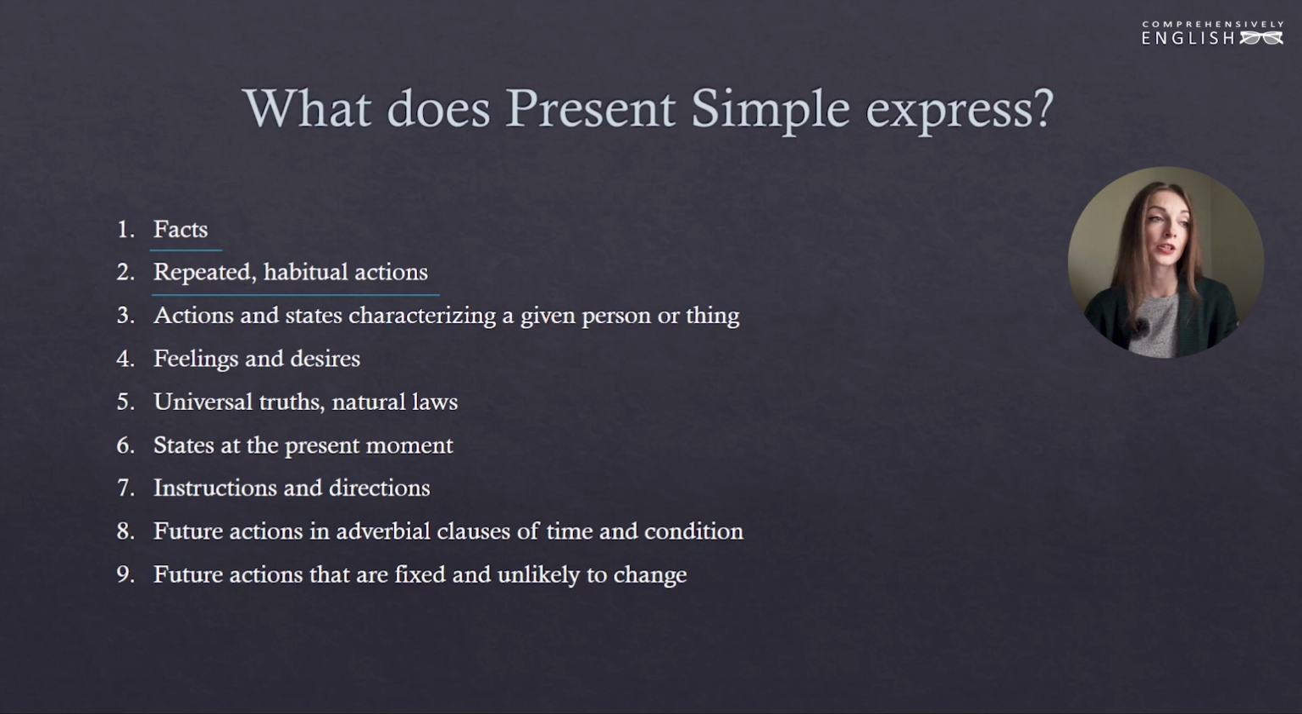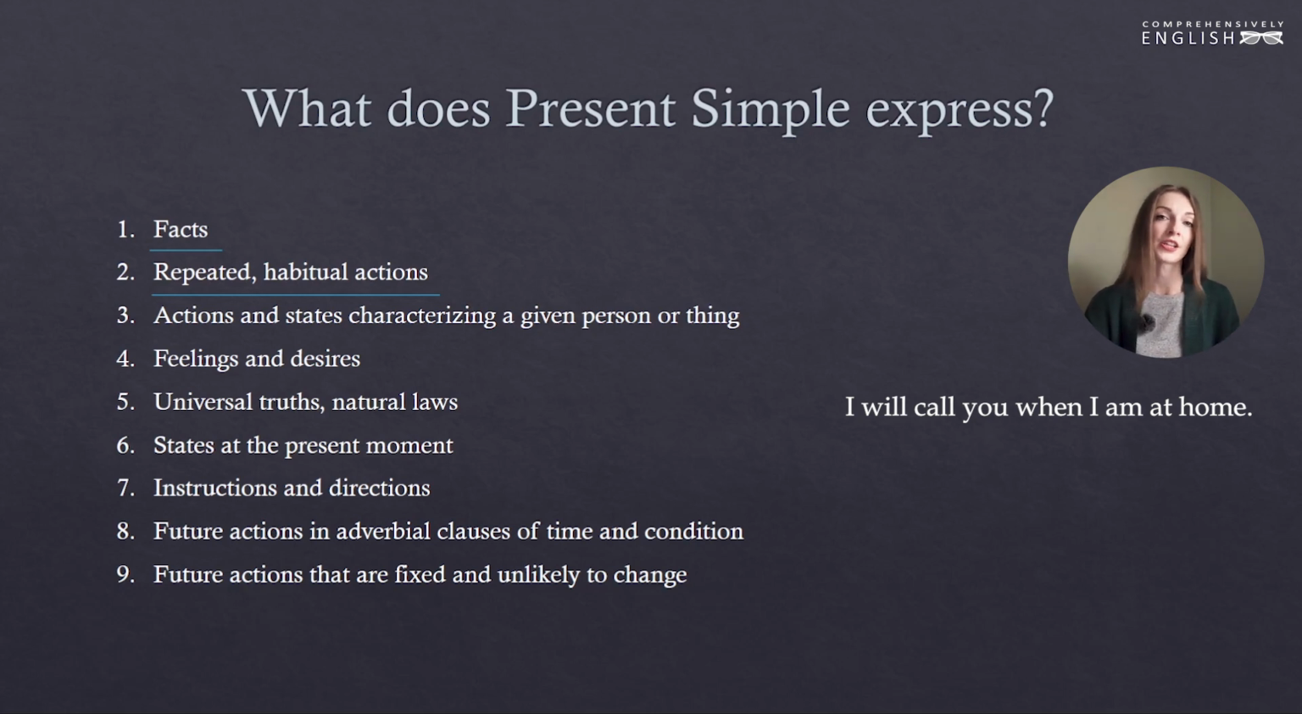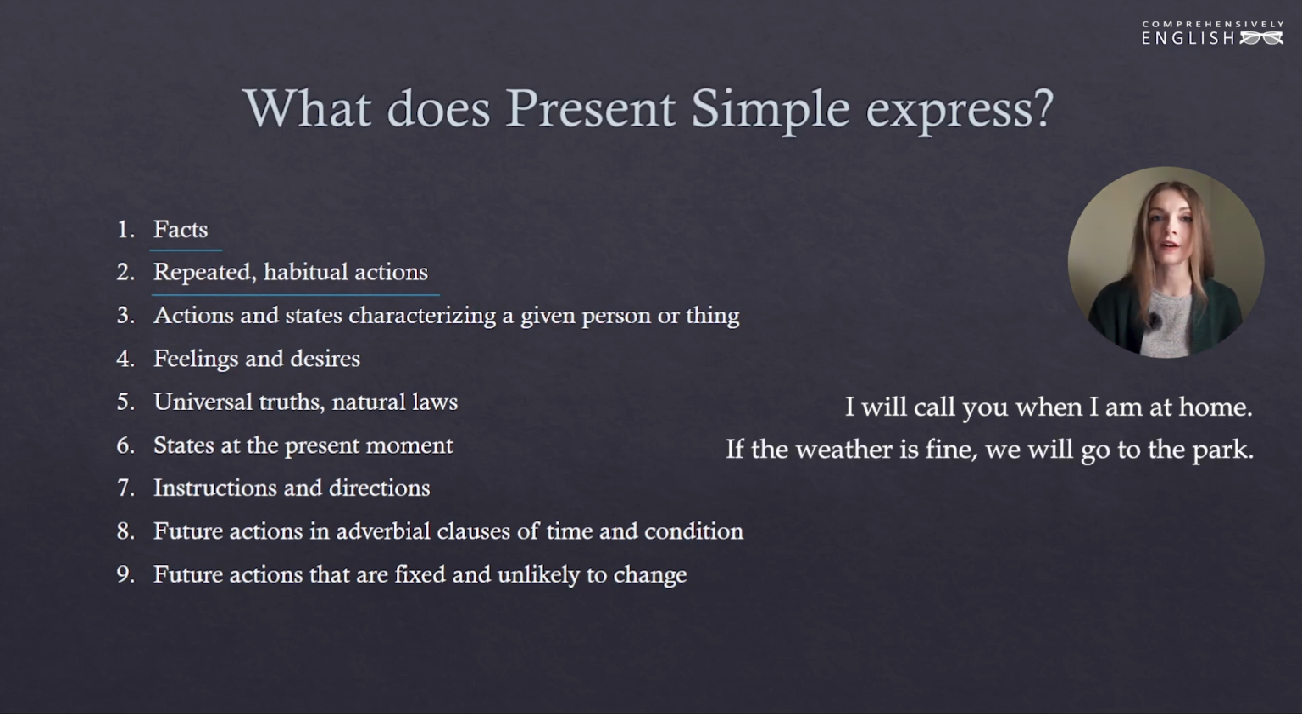Number 8, future actions in adverbial clauses of time and condition. As we do not use the future tense in those clauses, we use the substitute, we use the present simple. I'm talking about sentences like, I will call you when I am at home. We don't say, I will call you when I will be. You say, I will call you when I am at home. Or, if the weather is fine, we will go to the park. And in this, when I am at home is an adverbial clause of time, while if the weather is fine is a conditional clause. We cannot use any future tenses here, right?